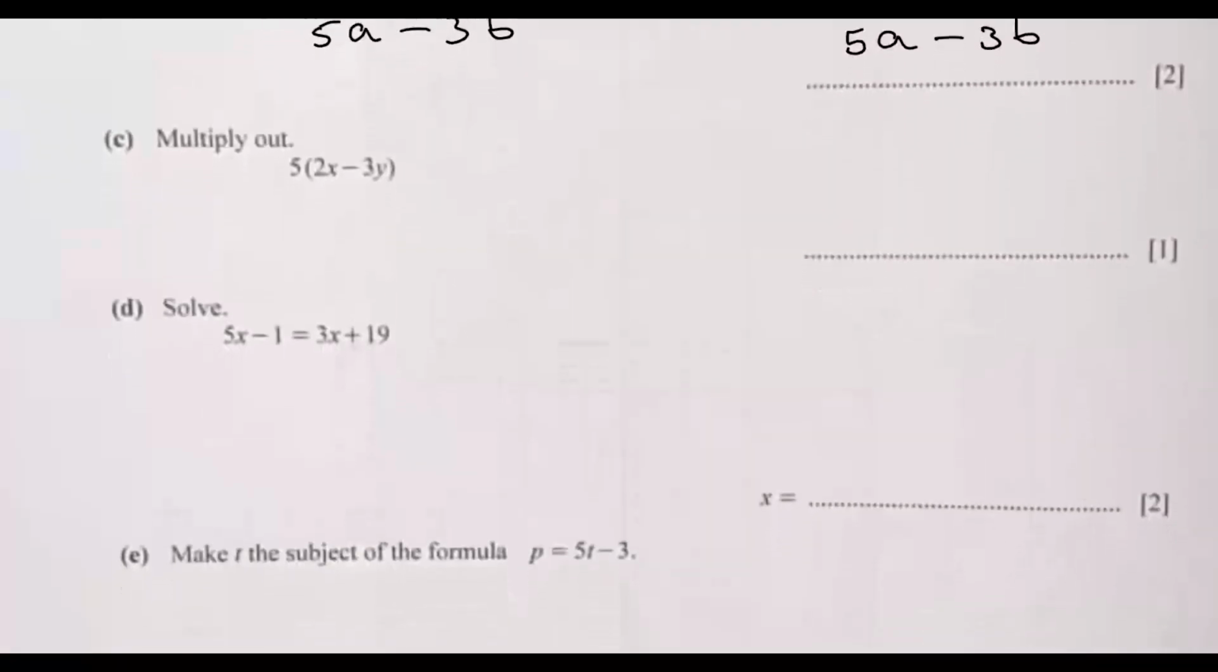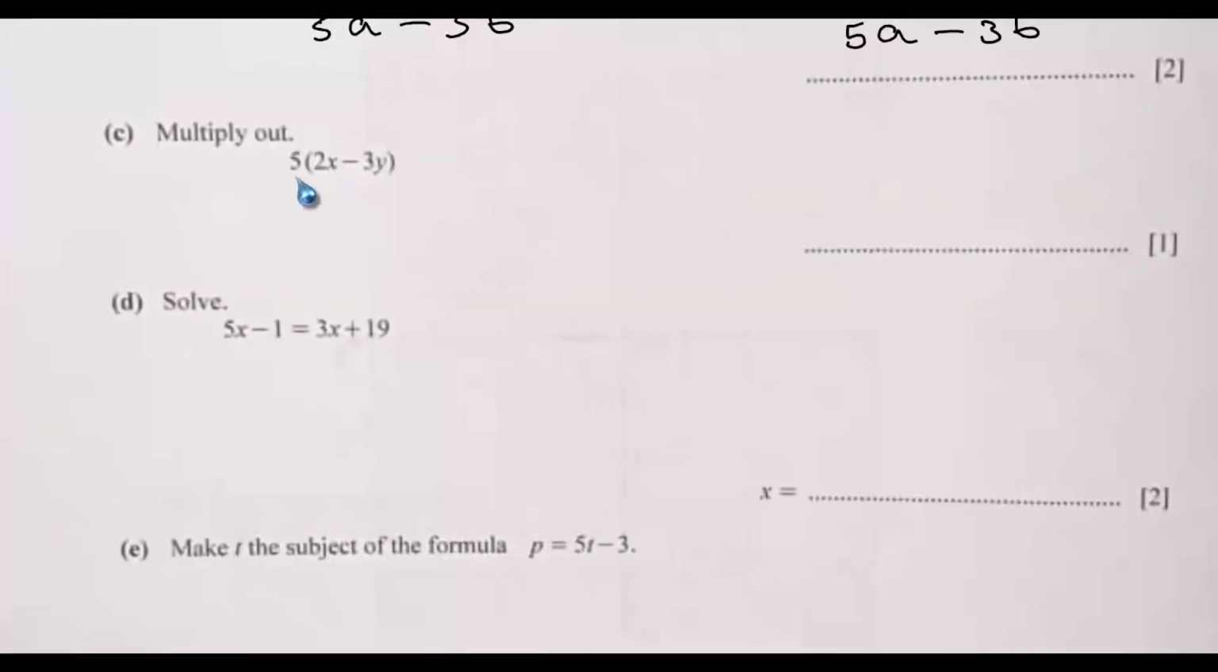So part C, multiply out this. This will be 5 times 2x, that will be 10x. Then 5 times negative 3y, that will be negative 15y. So the answer will be 10x take away 15y.